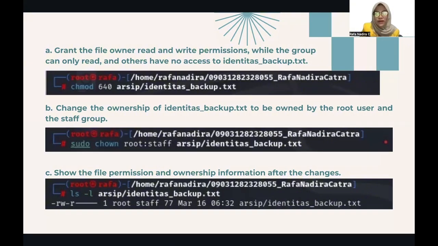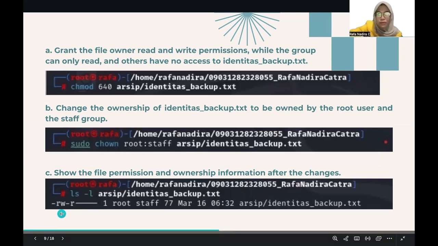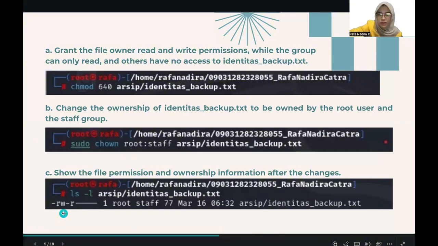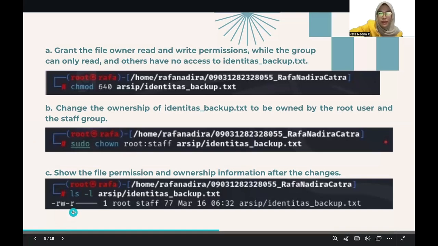C. Show the file permissions and ownership information after the change. I use the ls -l command to show the file permissions. And as you can see in the picture, it's rw- for the file owner, who can read and write, and then r-- for the group that can only read, and --- for others that have no access.